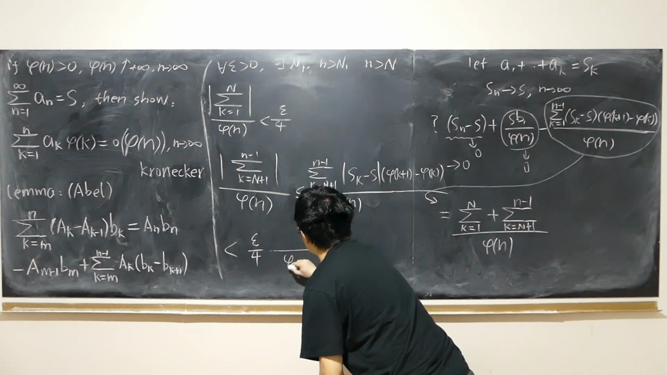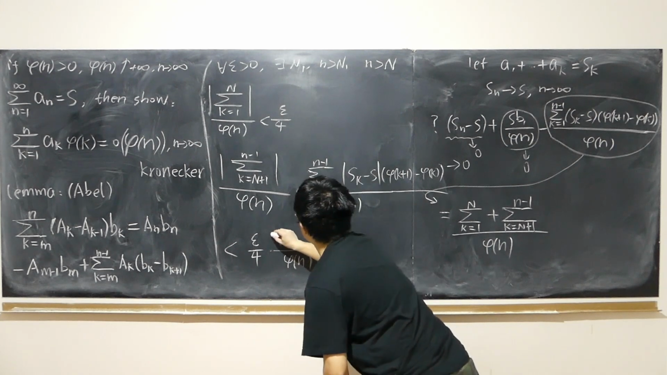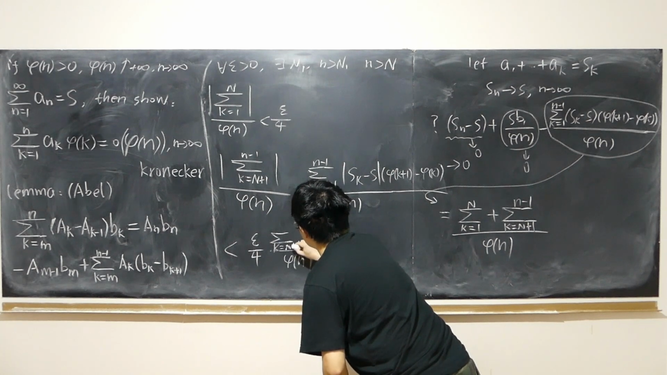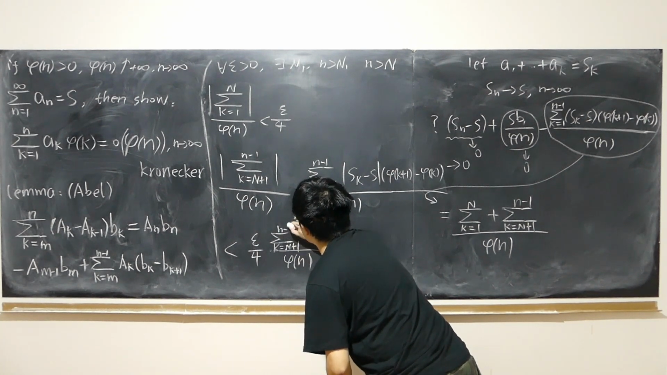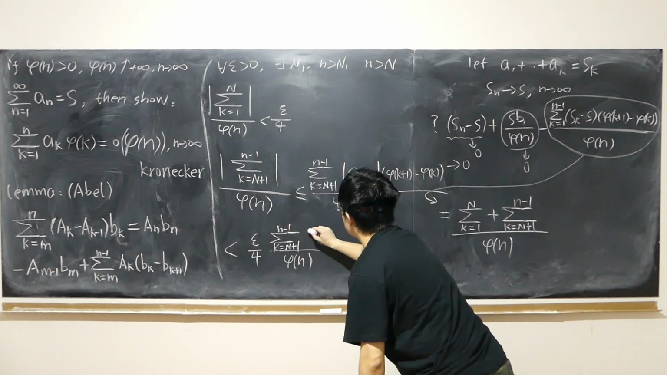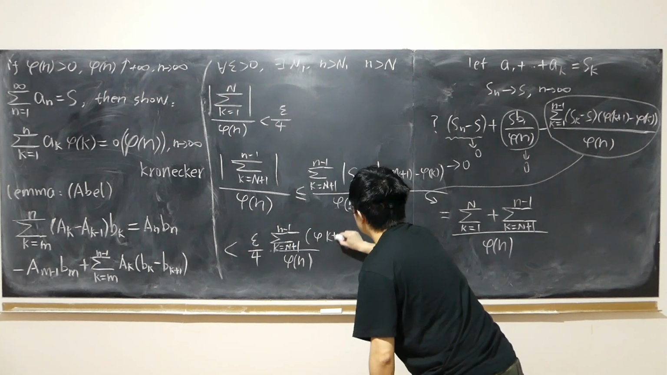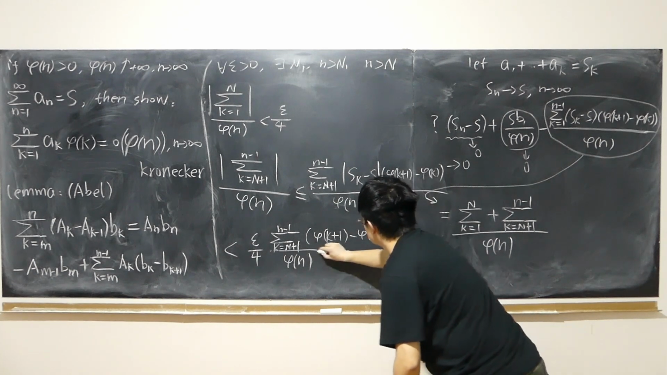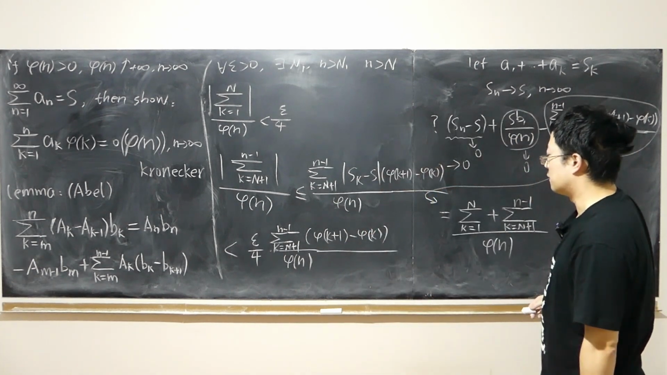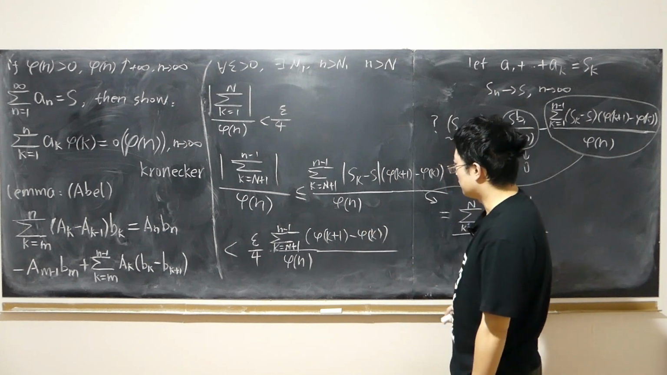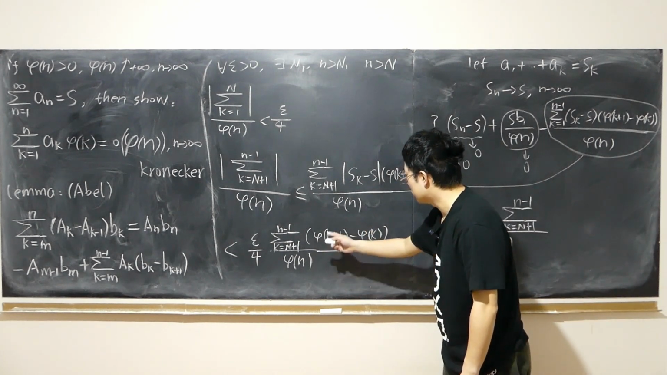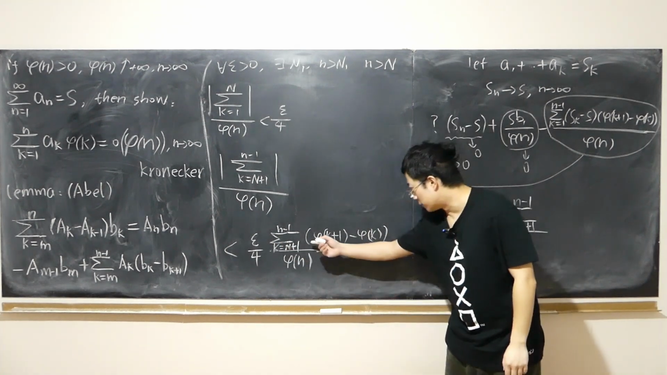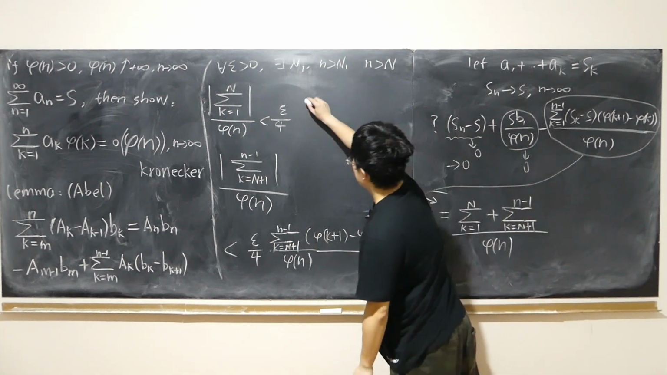Epsilon over 4 times one over phi of n, times the sum from N plus 1 to n minus 1 of phi of k plus 1 minus phi of k. Right. So can this be bounded? If it can be bounded, then I'm fine, and epsilon over 4 can be small enough. So first, let's work out this finite sum, right?